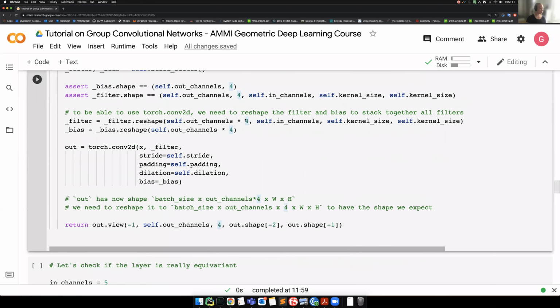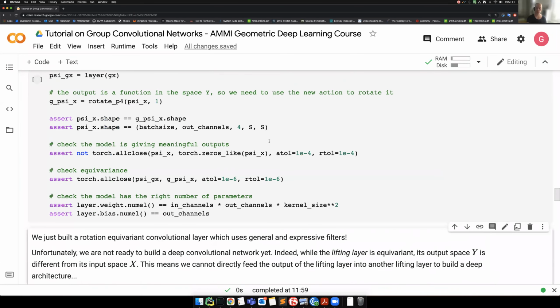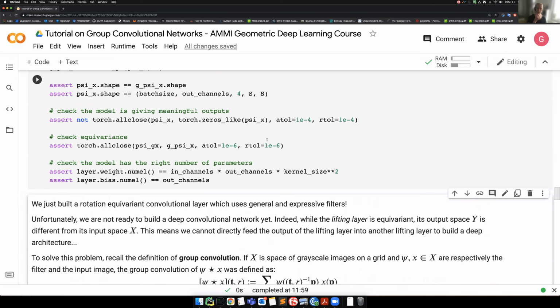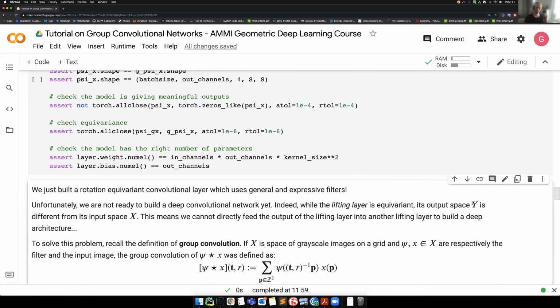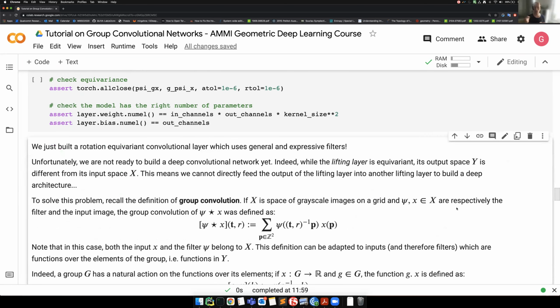Now we have our convolution layer, but we are not ready yet to build a deep neural network. The reason is that the input space was an image, and the output space was a function over a group of elements. So now we cannot put on top another of these convolutions because they expect a different input than what we have. To be able to build a deep network, we need a layer that gets in input the space y, the space of functions over the group, over translations and rotations, and gives in output again y, the space of functions on translations and rotations.